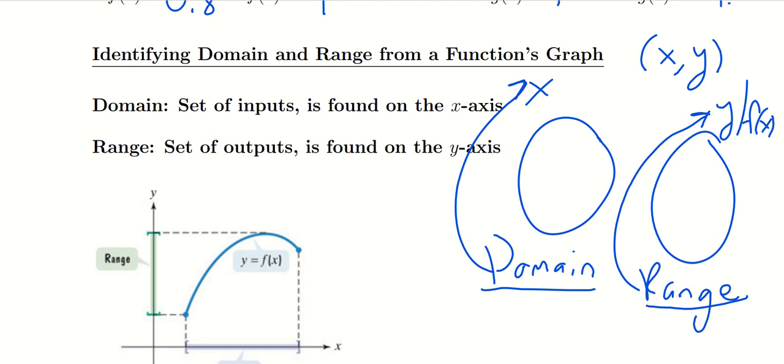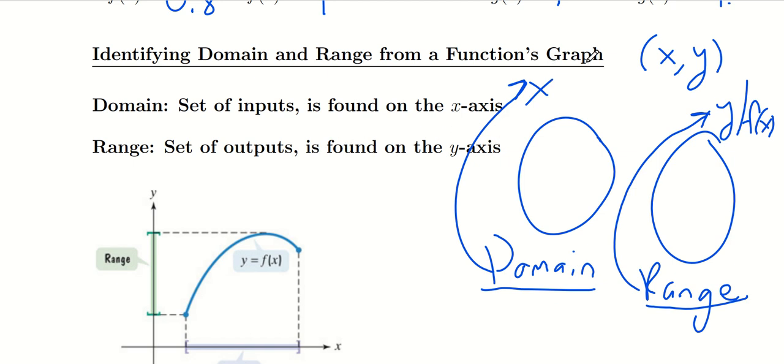Easy way to keep them memorized: think alphabetical order. X comes before y. Alphabetically, domain would come before range. So the domain is the x values. The range will be the y values. Okay? So the domain, again, is the set of inputs. Those will be found on the x-axis. And the range is the set of outputs, which is going to be found on the y-axis.